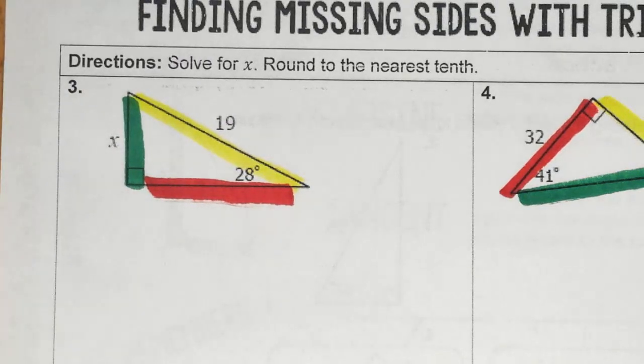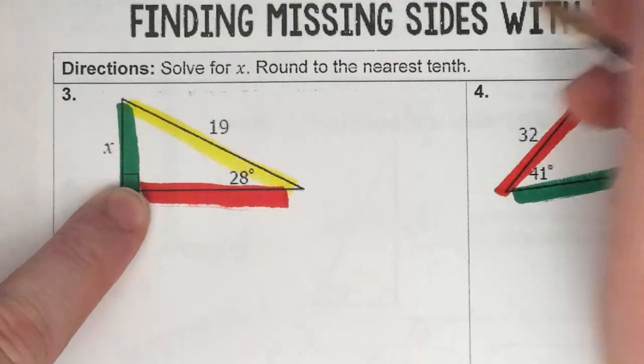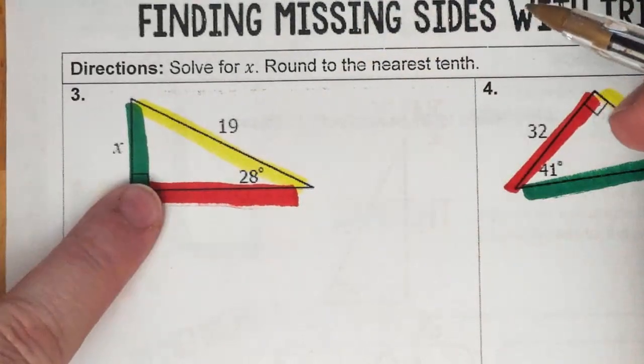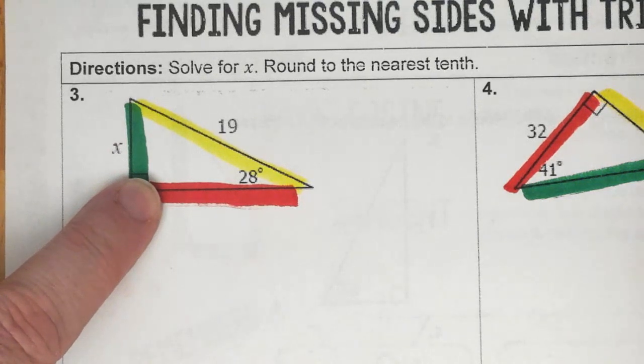All right, so here we go. Number 3. So put your finger on the 90. So we always do the 90 degrees first, right? The one side I'm not touching is H. What am I not touching? What color?